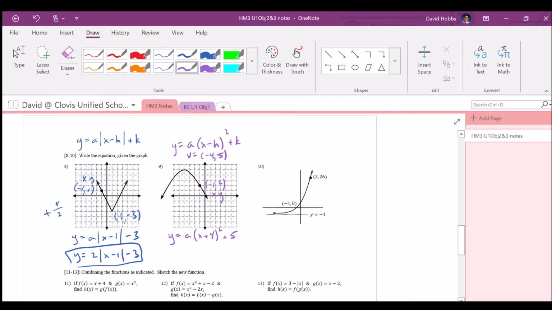So if we plug those in, 2 equals a times negative 1 plus 4, quantity squared, plus 5. Solve for the a. So I could subtract 5, I get negative 3 equals a times, okay, I get 3, negative 1 plus 4, 3 squared, 9. And so negative 3/9 is a, reduce. We always reduce fractions, so negative 1/3.